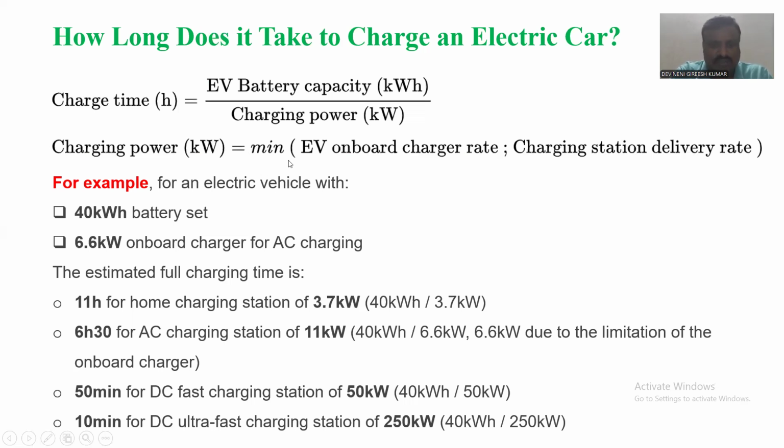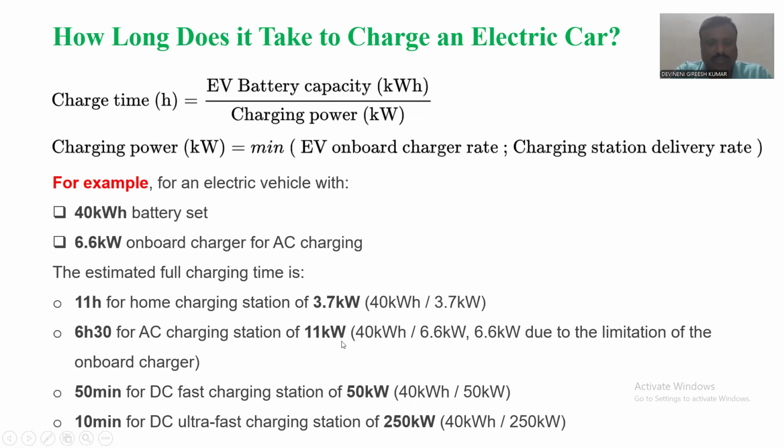Here, whichever is minimum. This is the 6.6 kilowatt onboard charger rate, and the charging station delivery rate is 3.7 kilowatt. So I'm taking this. Therefore, I will put here the battery capacity, 40 kilowatt hour, divided by 3.7 kilowatt, the minimum value. That is this, and I will calculate the charging time.